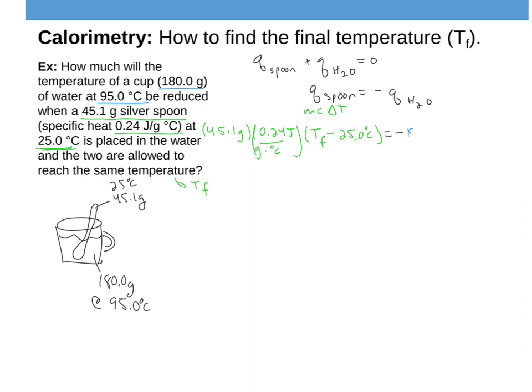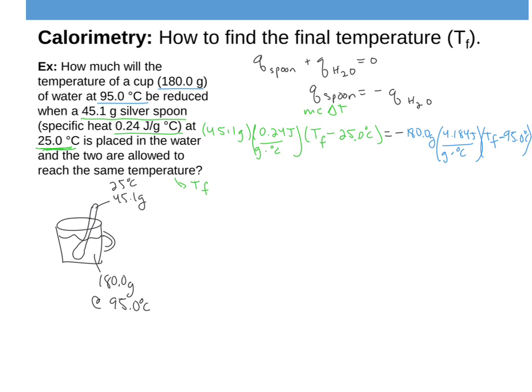And I know that that energy is equal and opposite to what's going on with the water. The water was 180.0 grams. The specific heat is 4.184 joules per gram degrees Celsius. I don't know the final temperature, but I do know that the water started off at 95 degrees Celsius.